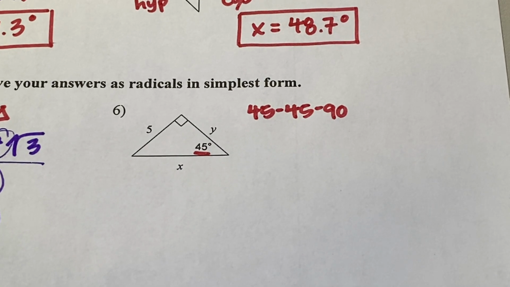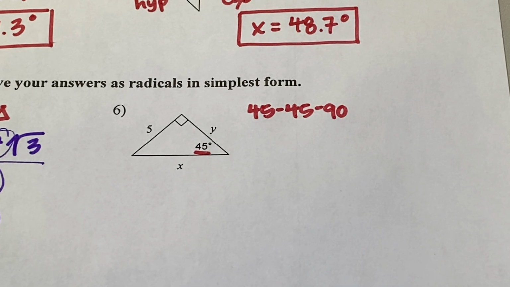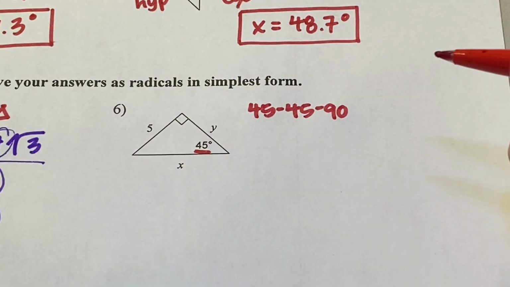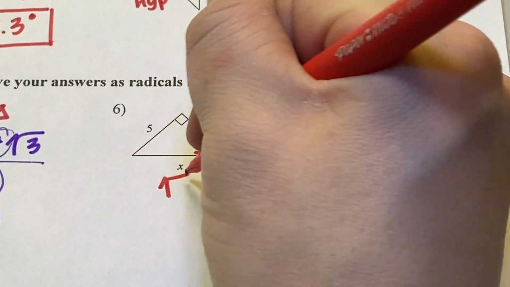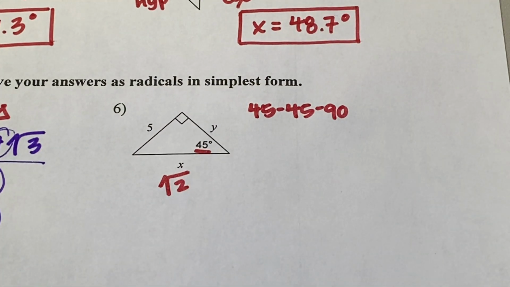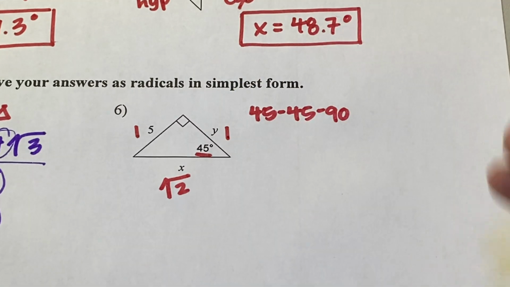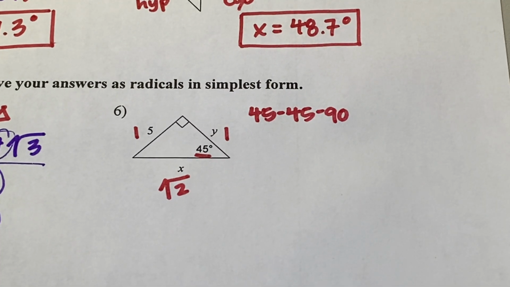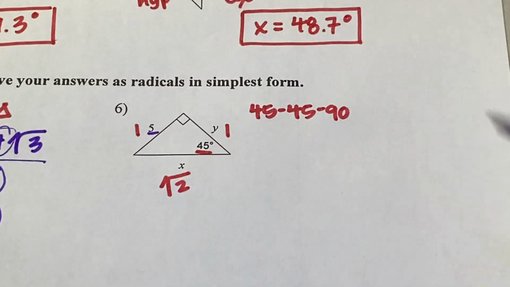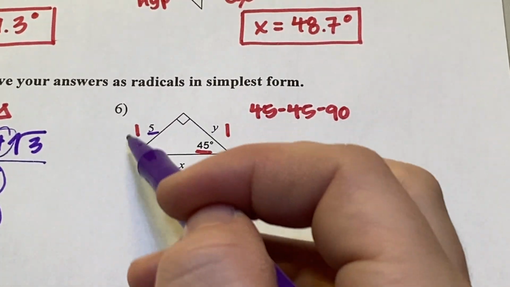Okay, let's identify what their original sides were. We know that the hypotenuse of a 45, 45, 90 is root 2. It started out as root 2. That's the original. Then the two other sides, remember, were just 1. So those were our original sides. Now let's see how they changed. So the two ones, they're equal to each other, 1 and 1.